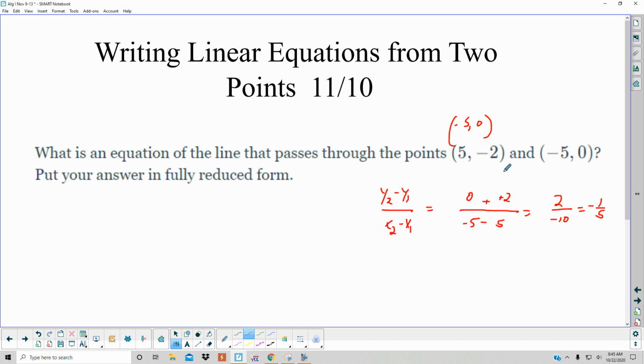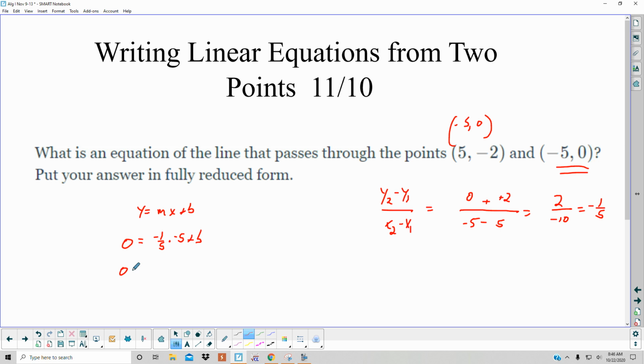Now you get to pick either point. I like this one because 0 is always easy to work with. You could pick that one. It's not going to matter which one. So you know you got y equals mx plus b. You know your slope is -1/5, so that goes there. Your x value is -5. You don't know the y-intercept, and the y value is 0.